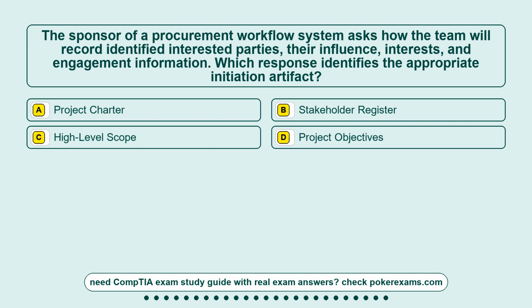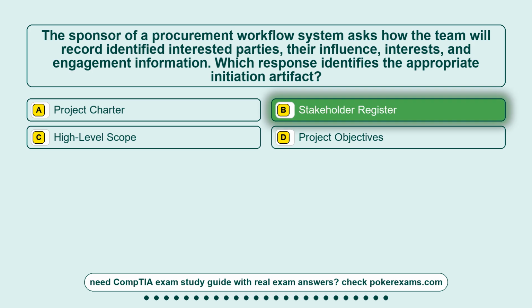Question 19. The sponsor of a procurement workflow system asks how the team will record identified interested parties, their influence, interests, and engagement information. Which response identifies the appropriate initiation artifact? Option A, project charter. Option B, stakeholder register. Option C, high-level scope. Option D, project objectives. The correct answer is option B, stakeholder register.